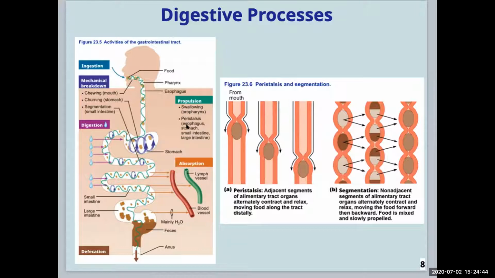It also includes digestive tract movements known as peristalsis. Okay, and parts of your digestive tract that carry out peristalsis include the esophagus, the stomach, the small intestine, large intestine. So all these parts carry out a type of movement, and the purpose of this type of movement is simply to move and propel food through the digestive tract, to move it forward. Okay, and you can see here the adjacent segments of the GI tract alternately contract and relax, and it moves the food along distally.